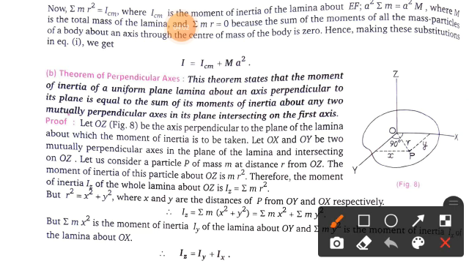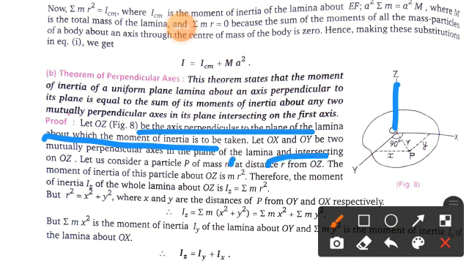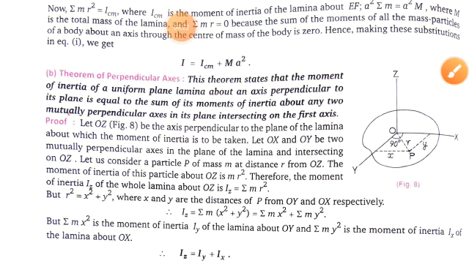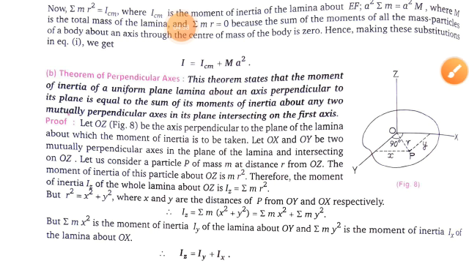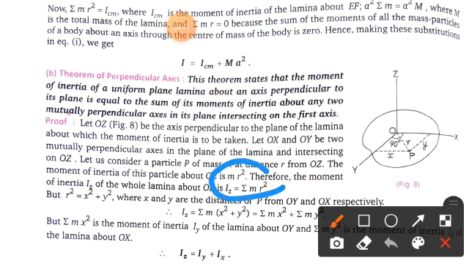Let us suppose the OZ axis is the axis perpendicular to the plane of the lamina about which the moment of inertia is to be taken. You have to find the moment of inertia about this axis. Let OX and OY be the two mutually perpendicular axes in the plane of the lamina and intersecting OZ. Let us consider a particle P of mass small m at a distance small r from OZ. The moment of inertia of this particle about OZ is m r square. Therefore, the moment of inertia of the whole lamina about OZ is Iz equals summation of m r square.